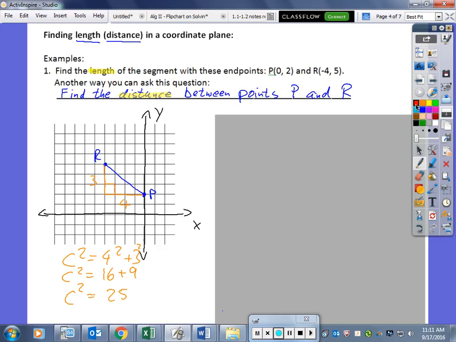Now we need to take the square root of that on both sides of the equation, right? And that will give us the answer that the segment PR has a length of 5. Well done, guys.